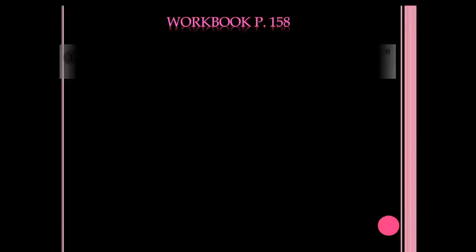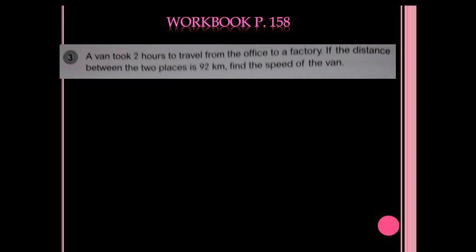Now open your workbook, page 158. Number 3, a van took 2 hours to travel from the office to a factory. If the distance between the two places is 92 km, find the speed of the van. So this is the formula, 92 divided by 2 equals 46. So the speed of the van is 46 km per hour.